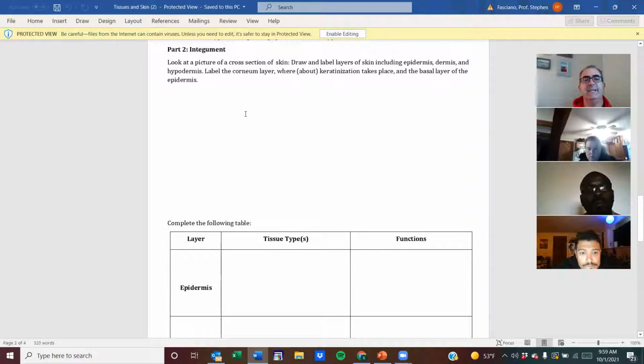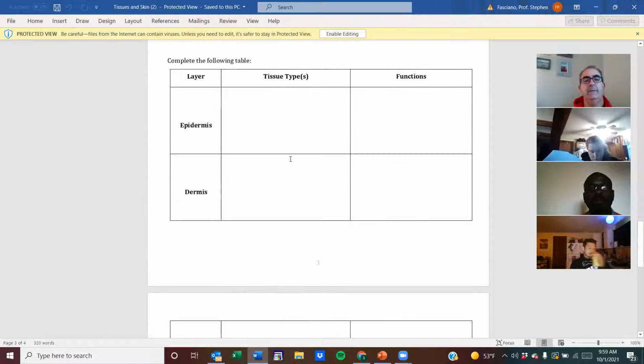Part 2 is all about the skin. So draw a picture of the skin, kind of like that first picture that I put up that showed the dermis and the epidermis, right? And the hypodermis, which is the same as the subcutaneous layer. Label the corneum layer, where keratinization takes place, in the basal layer of the epidermis.